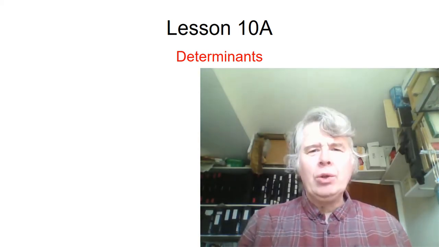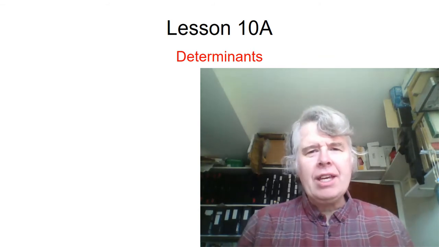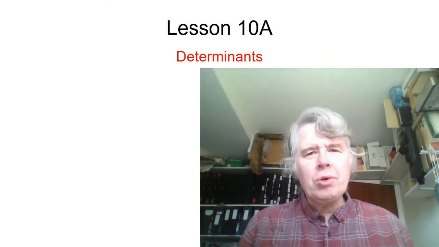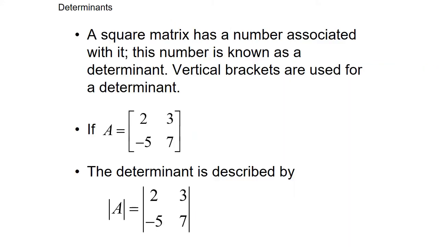Let's now have a look at determinants. A determinant is a number associated with a square matrix. So as mentioned, a square matrix has a number known as a determinant associated with it. And for determinants, we use the vertical bracket notation.